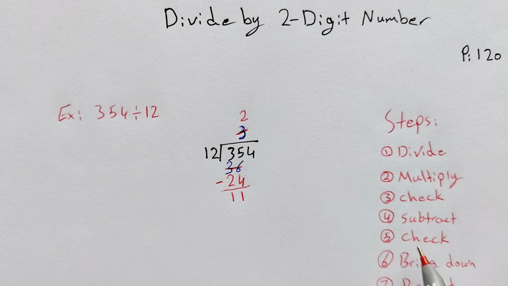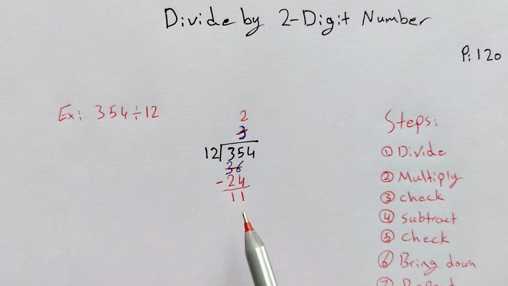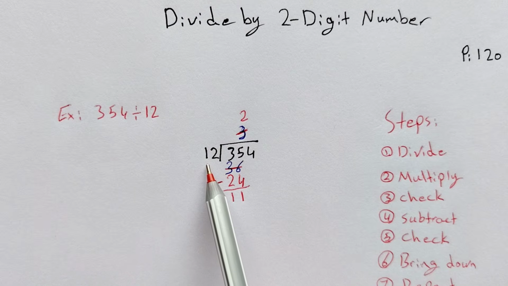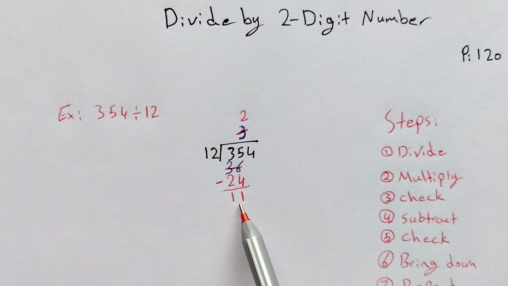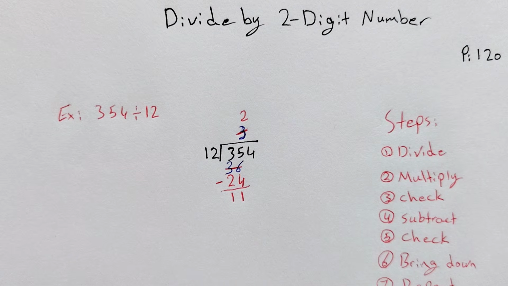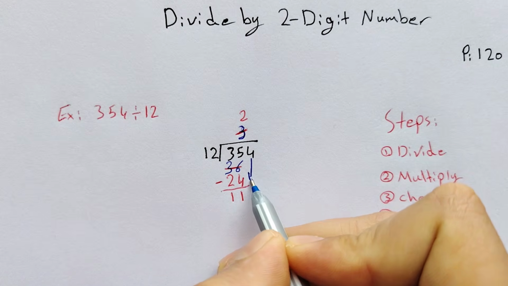Then, after the subtraction, we check again. What do we check? We check the remainder. The remainder cannot be bigger than or equal to the divisor. It should always be less. For example, we see that 11 is less than 12, so we proceed to the next step, which is bring down. Now I'm going to bring down the 4.